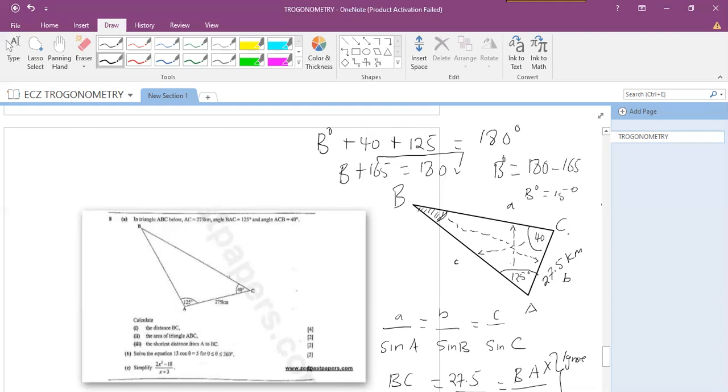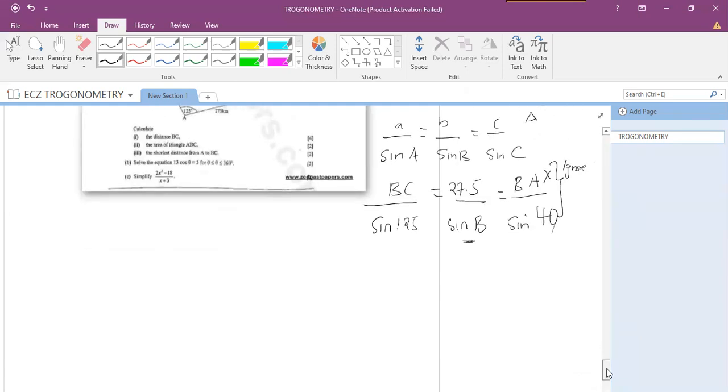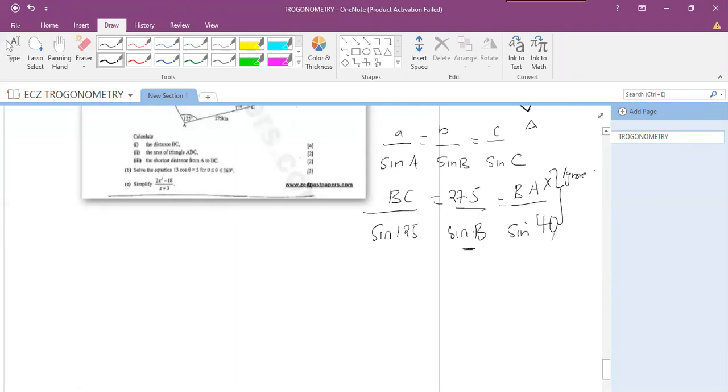15 degrees. 180 minus 165 is 15, right? Okay, excellent. So meaning this is 15 degrees. So here where there's sine B, we're putting 15 degrees.